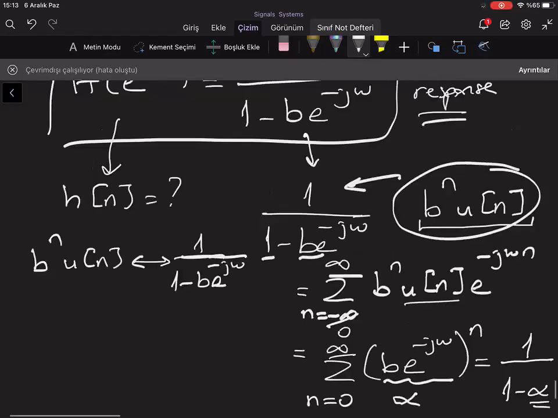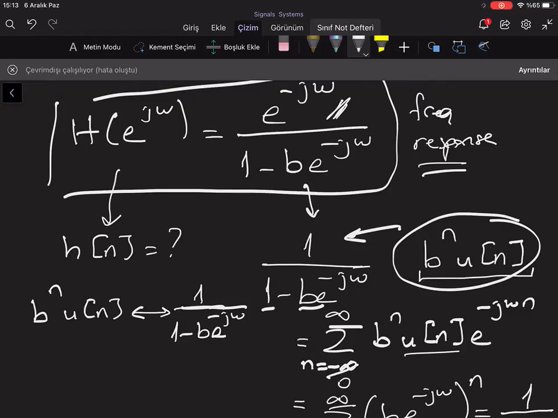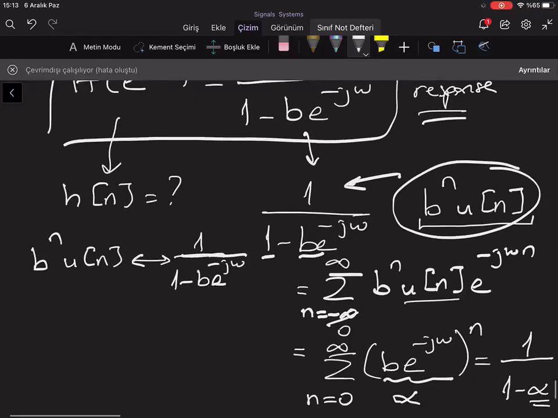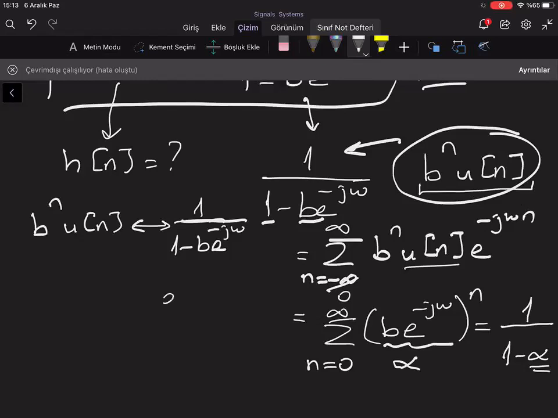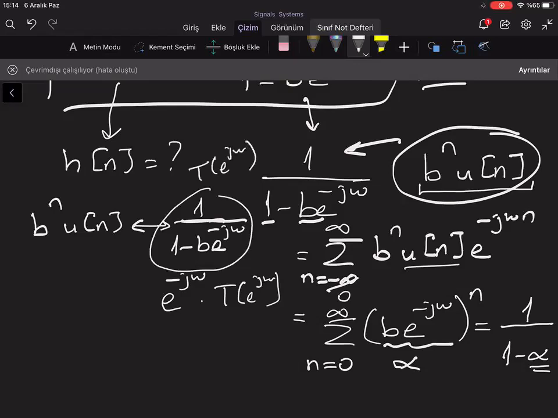What was the original frequency response? So I have the e^{-jω} property. If I multiply e^{-jω} times, let's say, T(e^{jω}), if this was my T(e^{jω}), okay? What does this mean? This means I have a shift of 1 sample. That means b^n u(n) becomes b^{n-1} u(n-1). Okay, I use the property here.